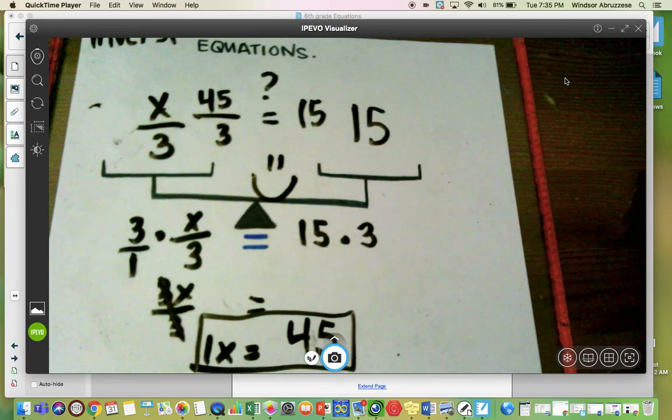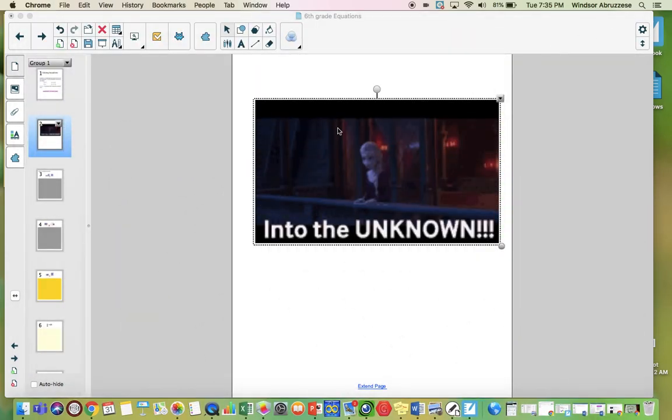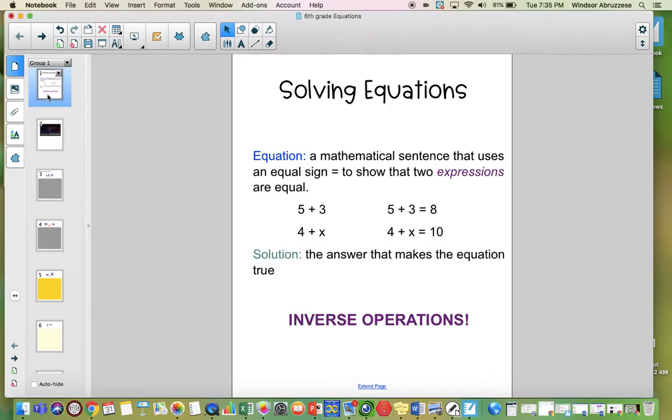Okay, so I'm going to switch screens for a second and show you the notes I would like you to write down. So I'm going to minimize this. Oh, there it is, into the unknown. So I would like you to pause your screen and write this down either in your notebook or on a sheet of paper where you're keeping all of your notes nice and organized.